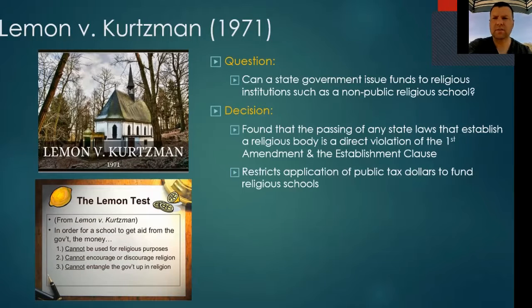The Lemon case, this created the Lemon test. How does the court look at laws where the government and religion are too connected? Laws cannot have a religious purpose, they cannot encourage or discourage religion, and they cannot entangle government up in religion. It's called the Lemon test. So that's how the courts look at laws that may or may not impact religion.